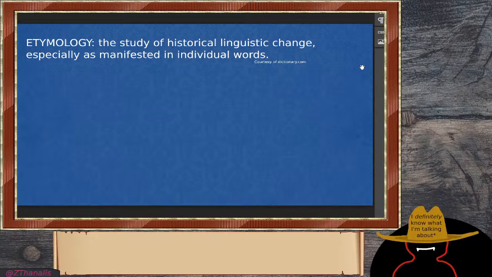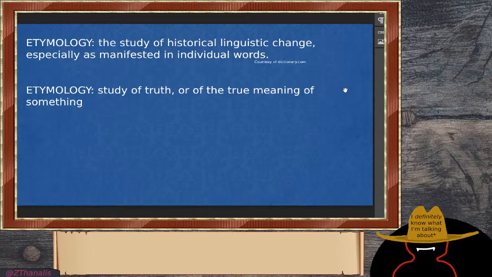Next up is a different definition of etymology, this one a little more homebrewed. Etymology, the study of truth or of the true meaning of something. And you can see how they're pretty closely linked. Understanding the true meaning of something, but etymology as it is more modernly perceived is more specifically about words and their historical meaning. So, how do we get from one to the other?